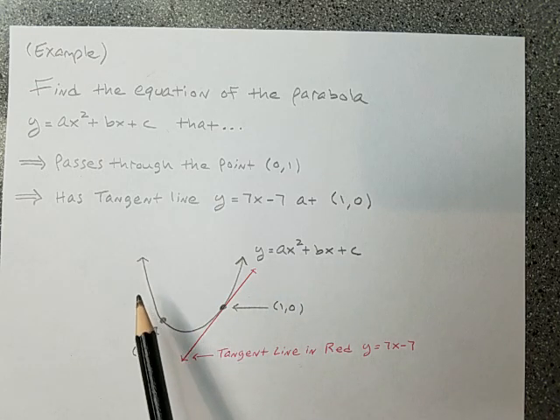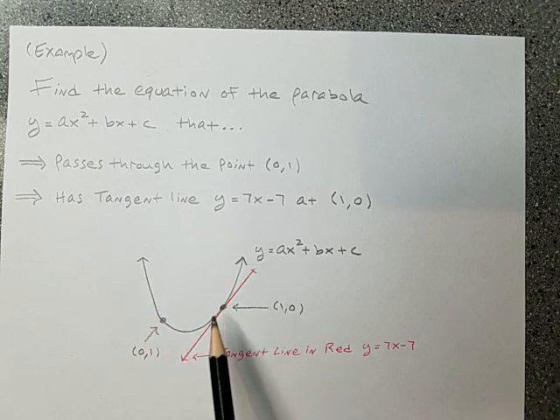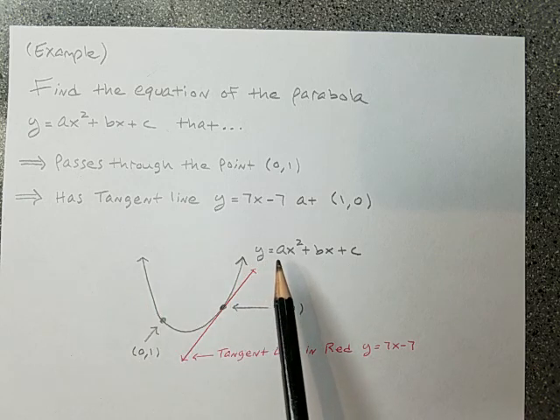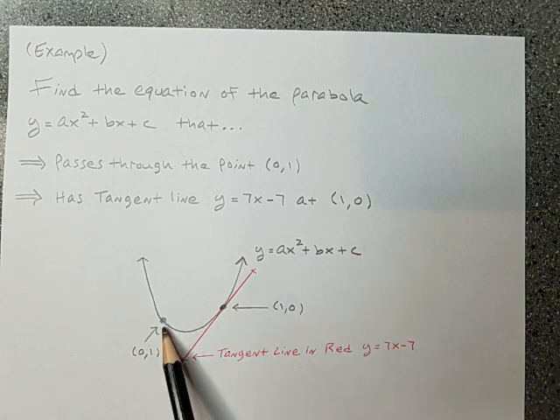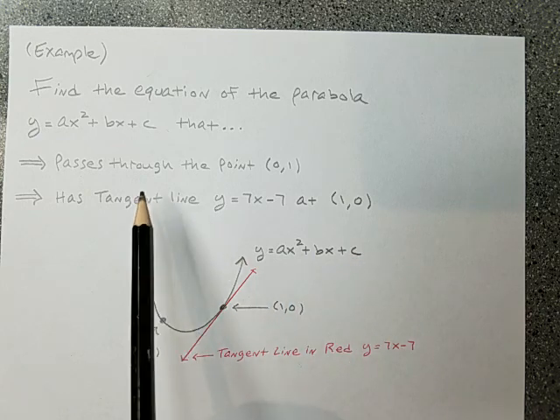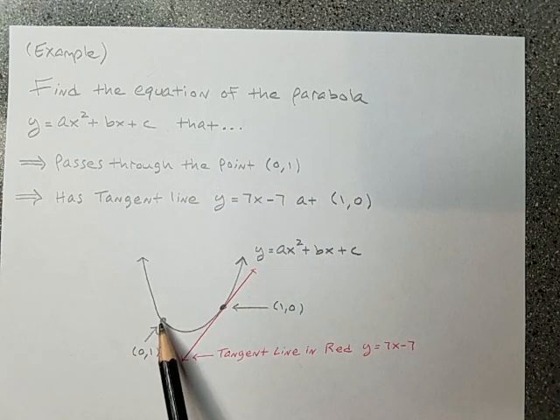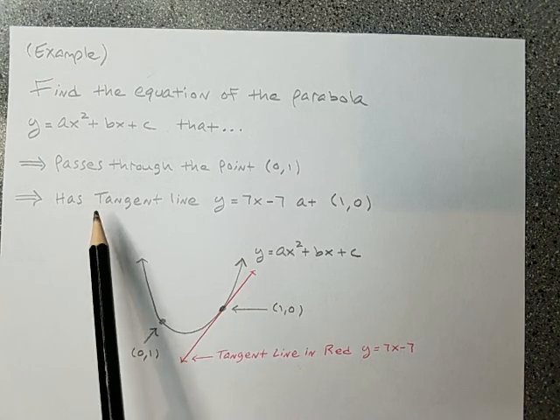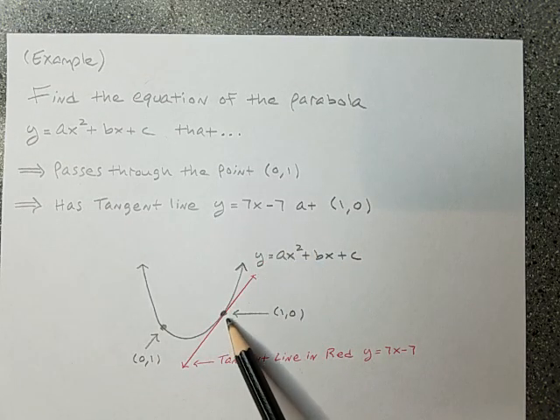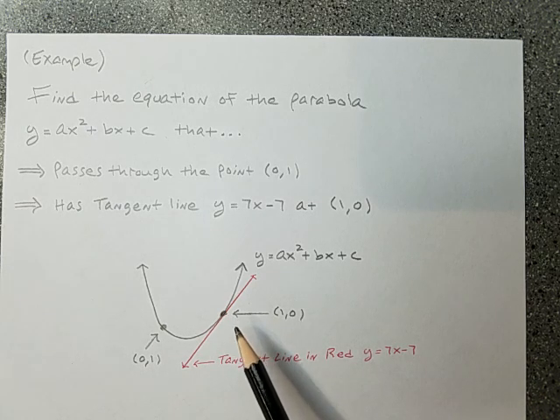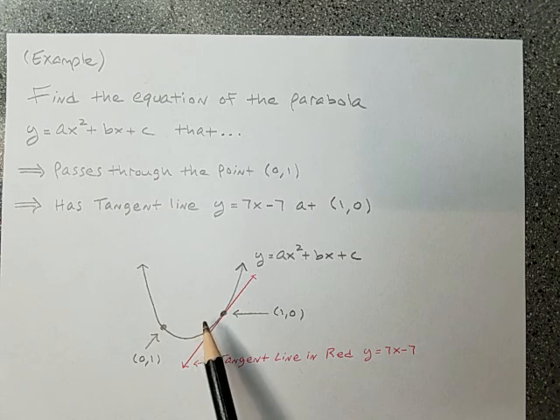So anyway, it says we have a parabola. Its equation is y equals ax squared plus bx plus c. It says that this point is just on there, right? When it says it passes through that point, that means it's just there somewhere. And then it says that it has this particular tangent line, 7x minus 7, at that particular point, 1 and 0. Okay, fine. That's what it would all look like.